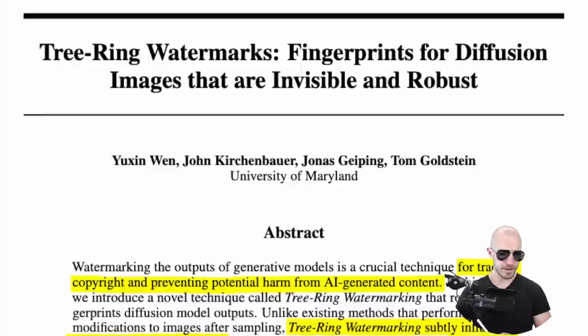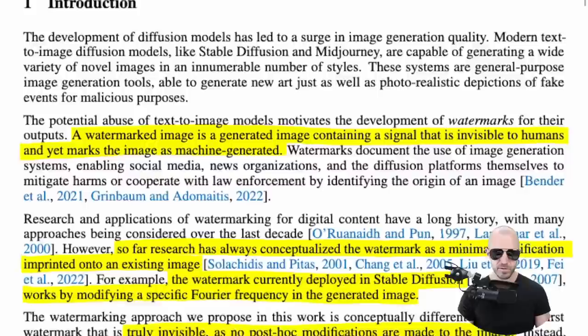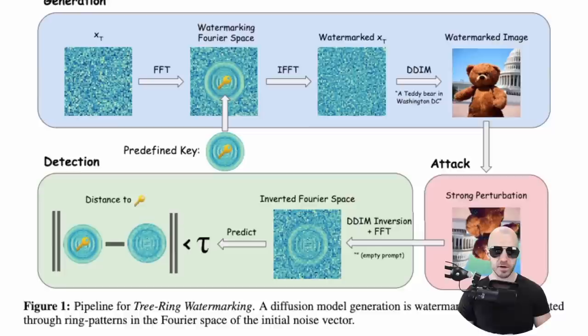Hello there. Today we're going to look at this paper, Tree Ring Watermarks, Fingerprints for Diffusion Images that are Invisible and Robust. This is by Yuxin Wen, John Kirchenbauer, Jonas Geiping, and Tom Goldstein of the University of Maryland. In very brief overview, this paper proposes a watermark technique for images of generative models, specifically of diffusion models.